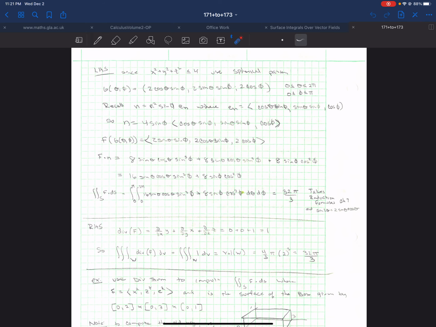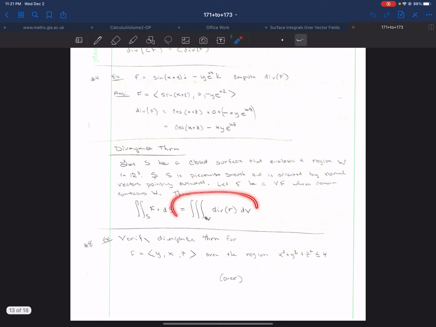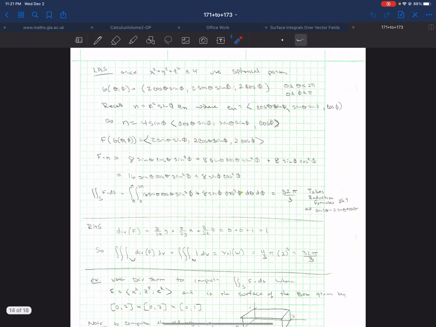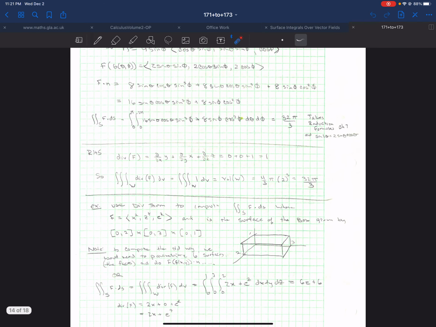Now, the right-hand side is to just do a triple integral over that region of the divergence of F. If I do that, the divergence of F is the x derivative of y, which is 0, the y derivative of x, which is 0, and the z derivative of z, which is 1. So the divergence of that vector field is just 1.